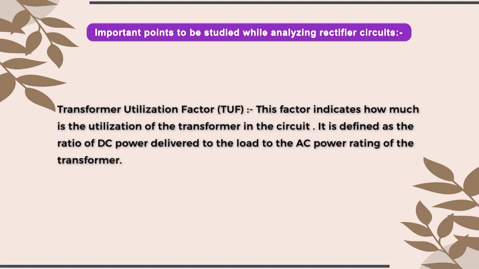It is defined as the ratio of DC power delivered to the load to the AC power rating of the transformer. That means the amount of power which is given by the rectifier circuit, or which is delivered to the load connected with the rectifier circuit, divided by the AC power rating. Now here the AC power rating means the rating of the secondary side of the transformer, because the secondary voltage is given to the rectifier circuit. So the AC power rating of the transformer is taken in the denominator.